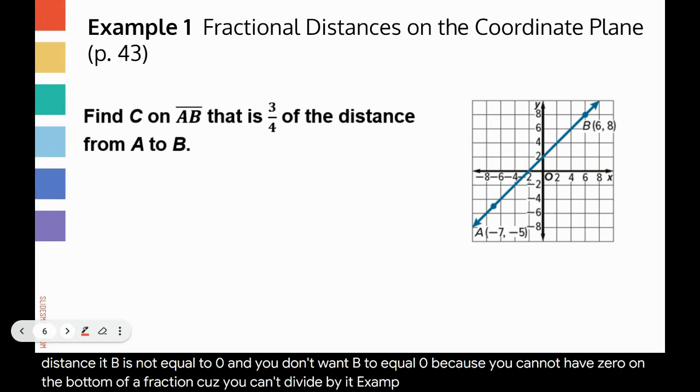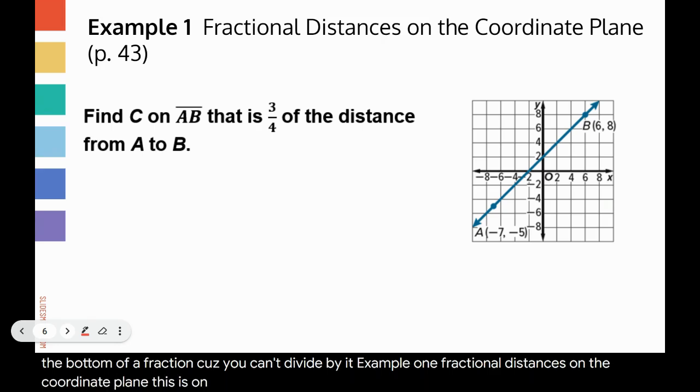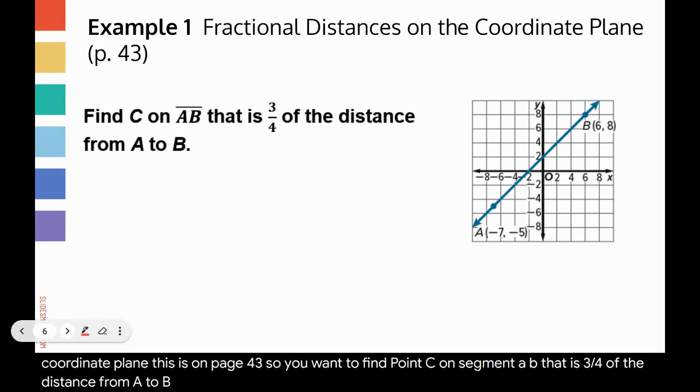Okay, example 1, fractional distances on the coordinate plane. This is on page 43. So you want to find point C on segment AB that is 3/4 of the distance from A to B.